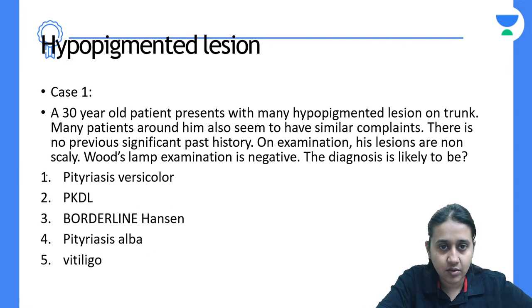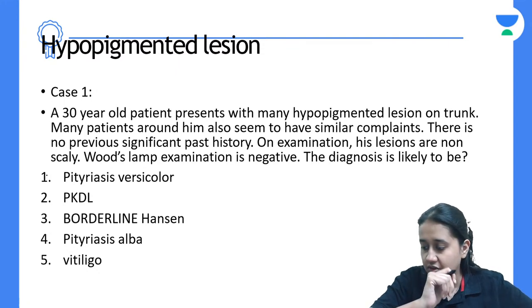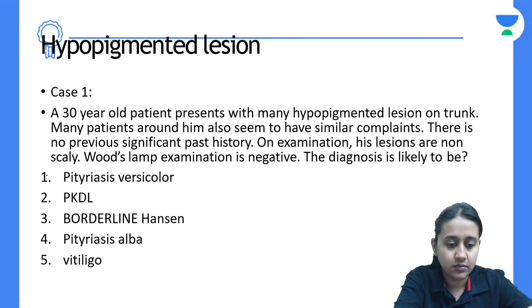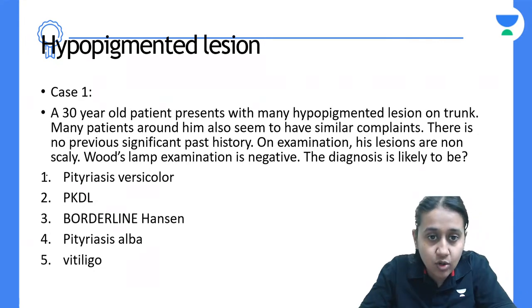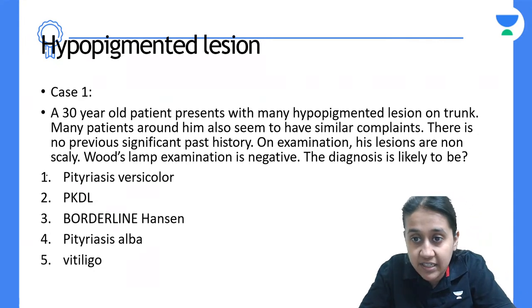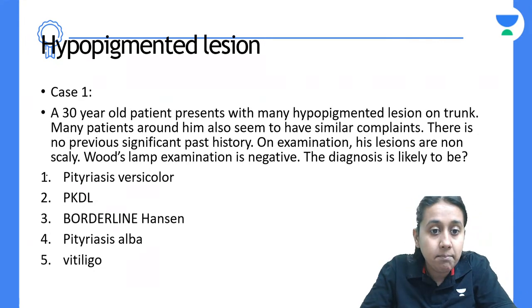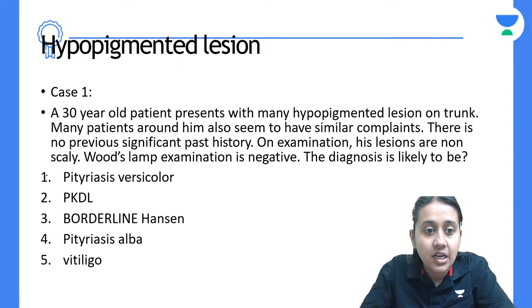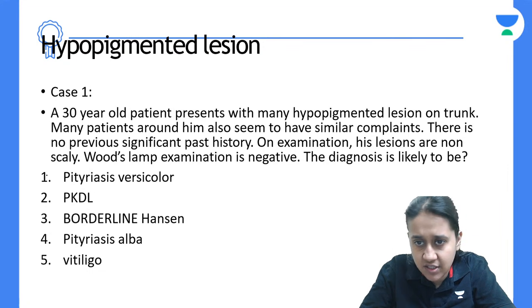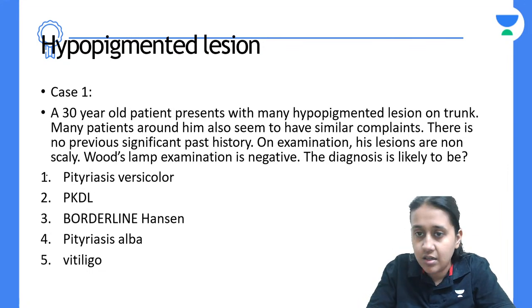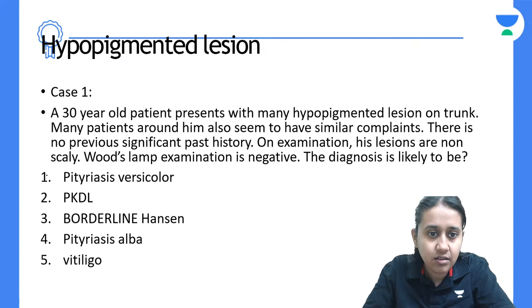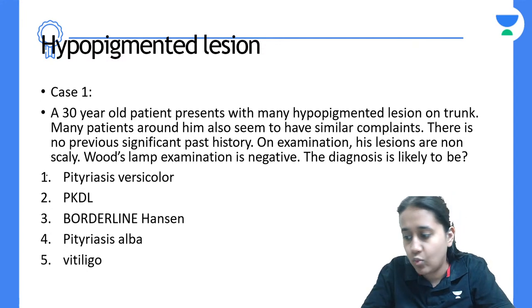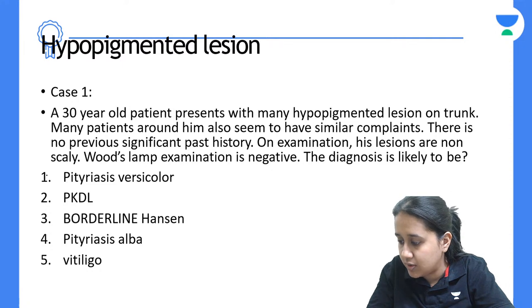Next question. Yeah, this is the next question. Can you tell me the answer here? 30-year-old patient with many hyperpigmented lesions on the trunk. Many patients around him also have similar lesions. There is no previous significant past history. On examination, his lesions are non-scaly, the Wood's lamp is negative, what will be the diagnosis?